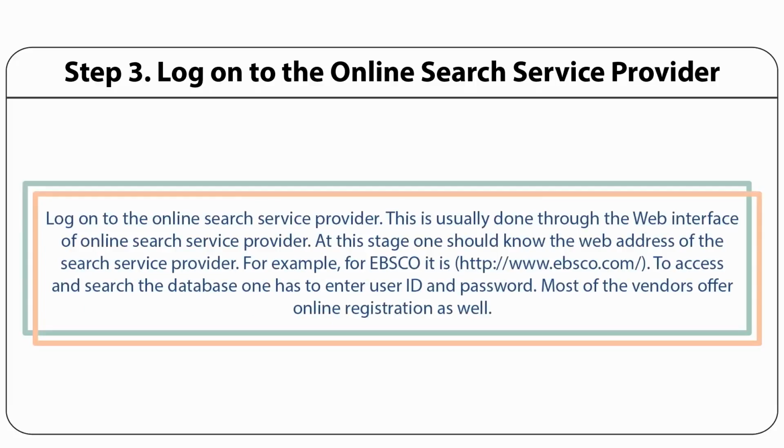Log on to the online search service provider. This is usually done through the web interface of online search service provider. At this stage, one should know the web address of the search service provider. For example, for EBSCO, it is ebsco.com. To access and search the database, one has to enter user ID and password. Most of the vendors offer online registration as well.